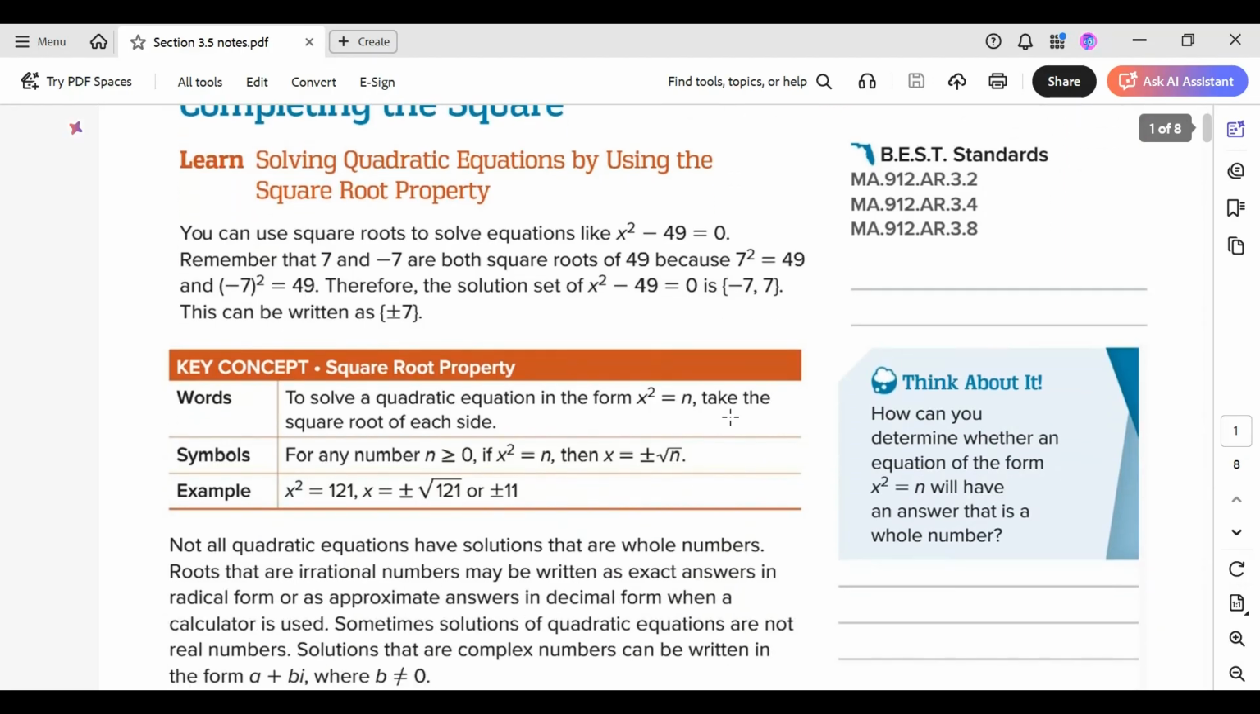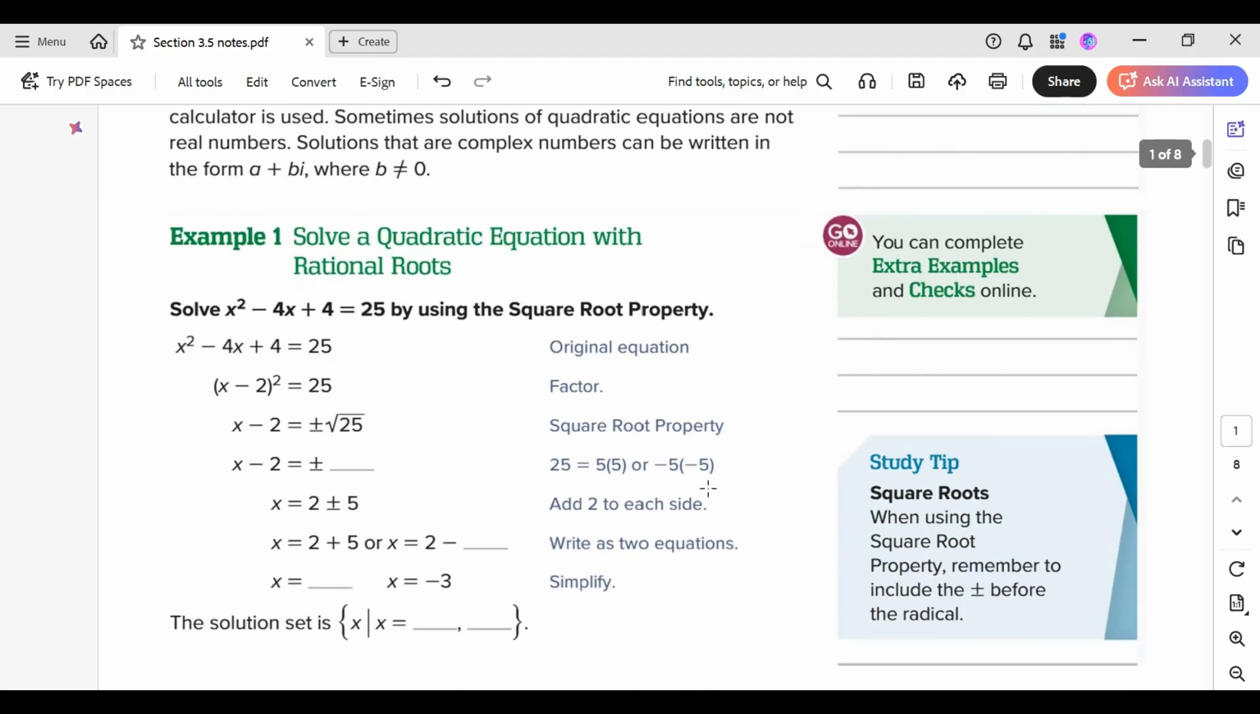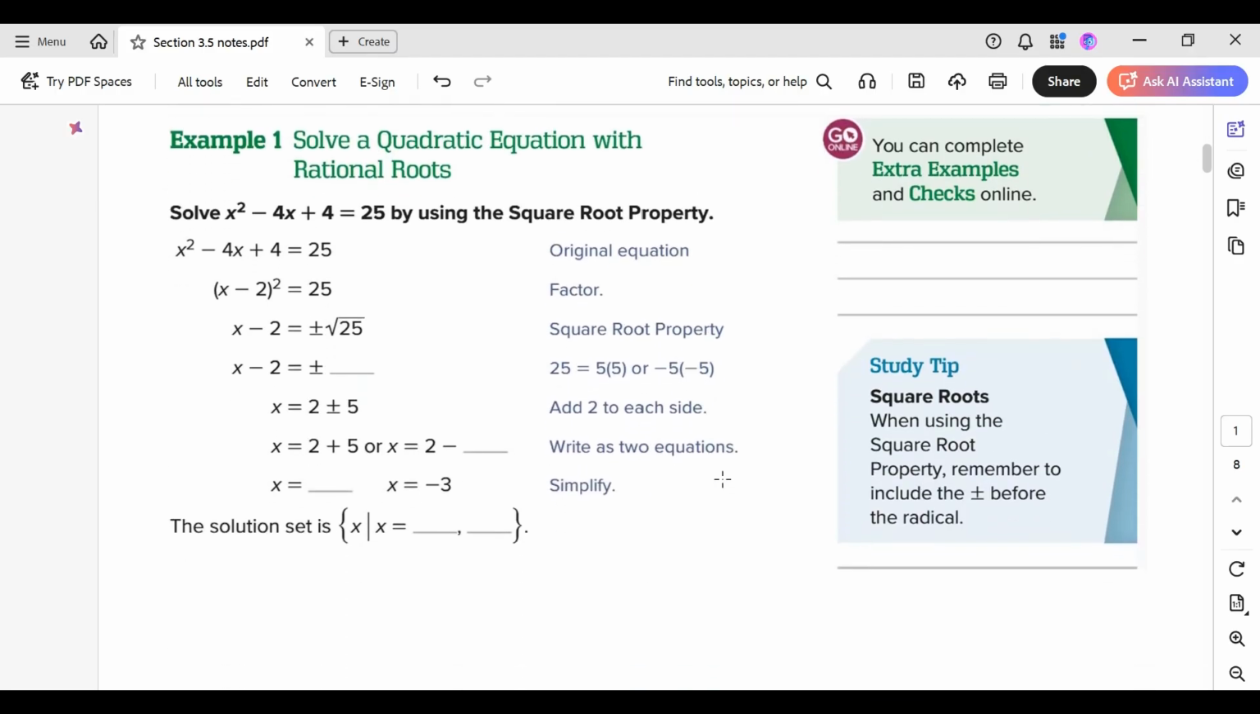So previously we learned about square root properties, and we could take the square root of both sides. The square root property stated that in the form of x squared equal to n, you would take the square root of both sides, causing a positive and negative situation. When we come to completing the square, like in example 1, we're applying the square root property as part of it.